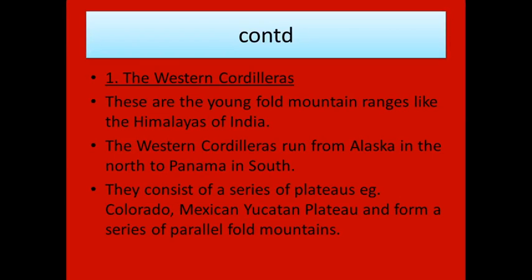Now we'll go to the first physical division of North America, that is the Western Cordilleras. These are the fold mountain ranges. Like in India, we have the Himalayas. The Western Cordilleras run from Alaska in the north to Panama in the south. They consist of a series of plateaus, example Colorado, Mexican, Yucatan Plateau, and form a series of parallel fold mountains.